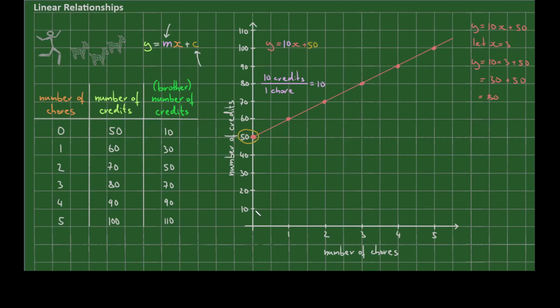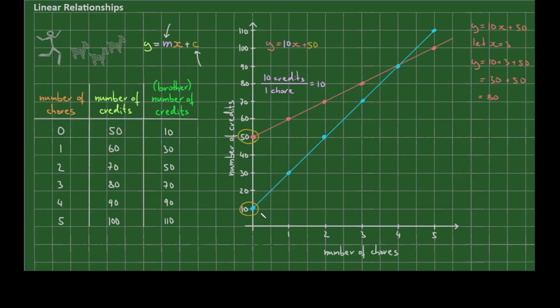At 0 chores, he would end up with 10 credits, so that is this point here at 0, 10. With 1 chore, he would end up with 30 credits, so that would be this point here at 1, 30. With 2 chores, he would end up with 50 credits, so this point here at 2, 50, and so on. These points can be connected by a line too. What is the equation for this blue straight line? What is its gradient and what is its y-intercept? The y-intercept is relatively easy to read, and it appears to be 10.